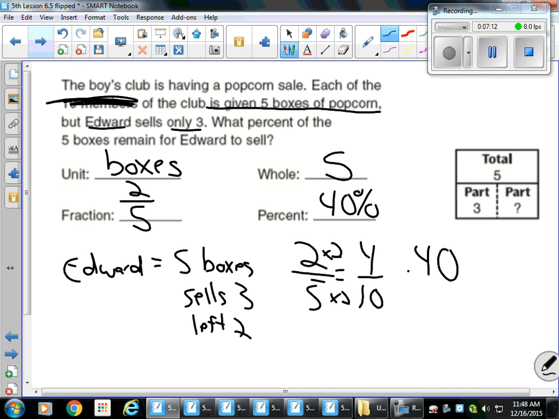So I want you to take your time tomorrow. If you're ready to solve these problems, always ask, is this number going to be the numerator I'm trying to find or the denominator I'm trying to find? Hope this helps. I look forward to working with identifying the whole with you in class tomorrow.